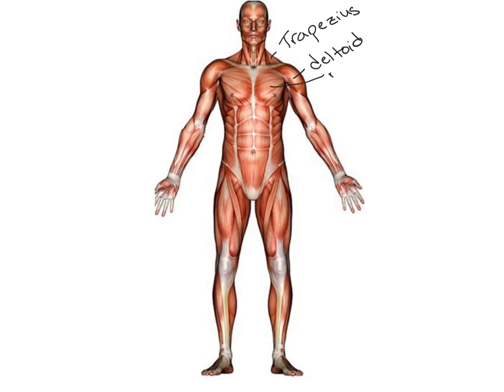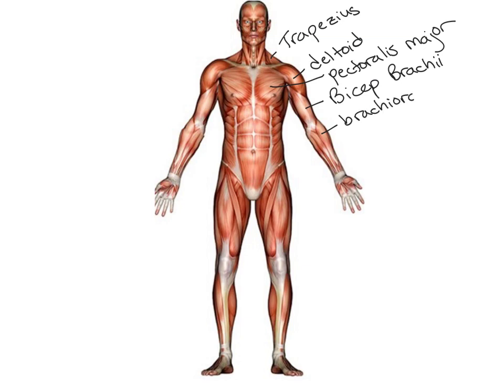We have the pec major, or the pectoralis major. Moving into the arm, we have the bicep brachii. Moving down into the forearm, we have our brachioradialis. Moving back into the middle of the body, we have the serratus anterior.